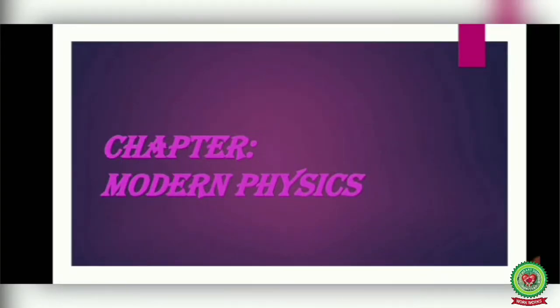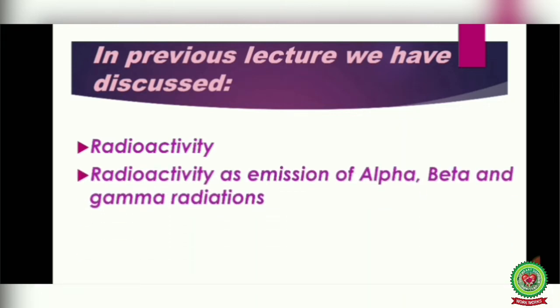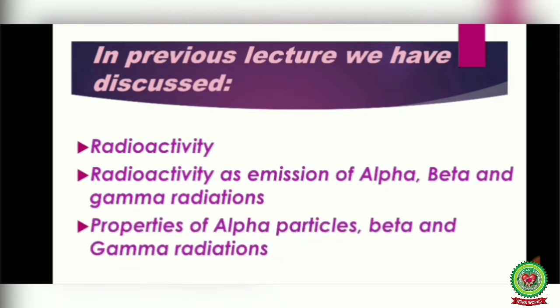Hello students, it's day 3 for the chapter Modern Physics. In the previous lecture, we discussed radioactivity, its discovery and the reason for radioactivity, radioactivity as emission of alpha, beta and gamma radiations, and the properties of alpha particles, beta particles and gamma radiations.